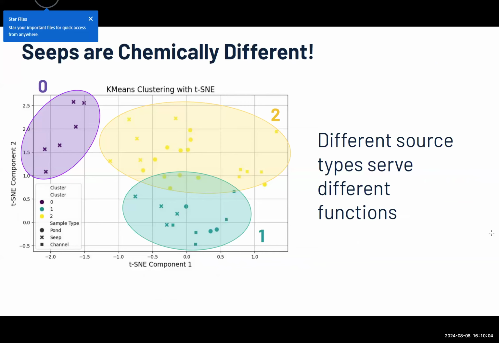We used a Tukey test to determine how different cluster 0 was from 1 and 2, and it was statistically significant. And that's great because it means that the water is significantly altered from the point it entered the system as a channel flow to the point it goes to ponds and then finally ends up as a seep, which means it's been transformed by the biogeochemical cycle.